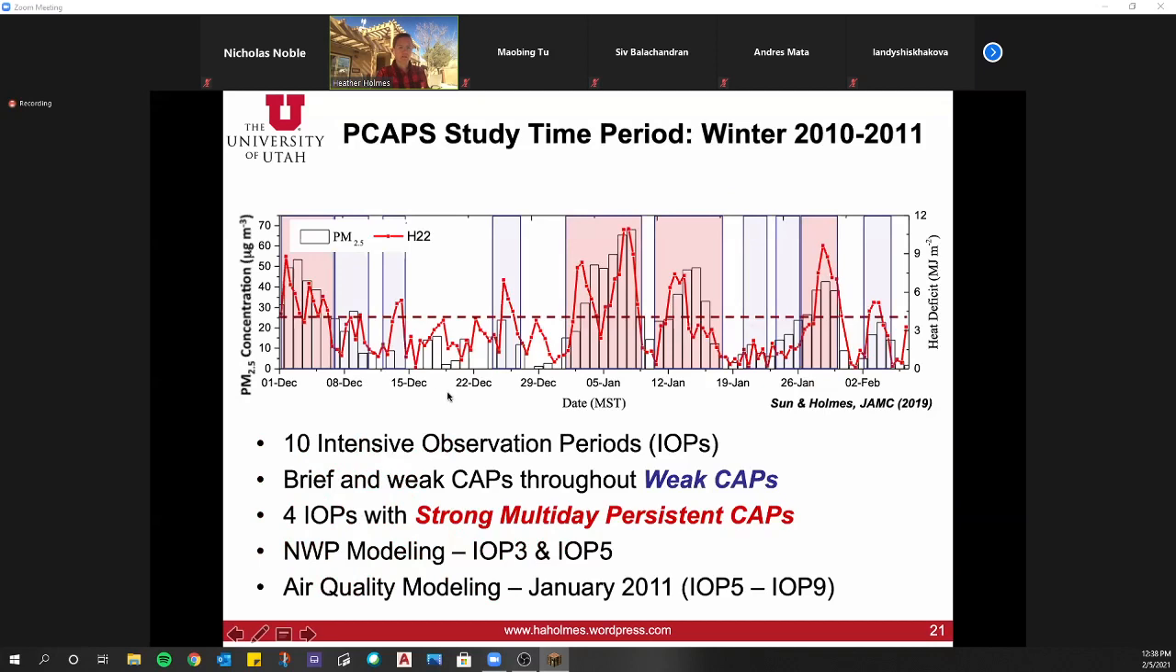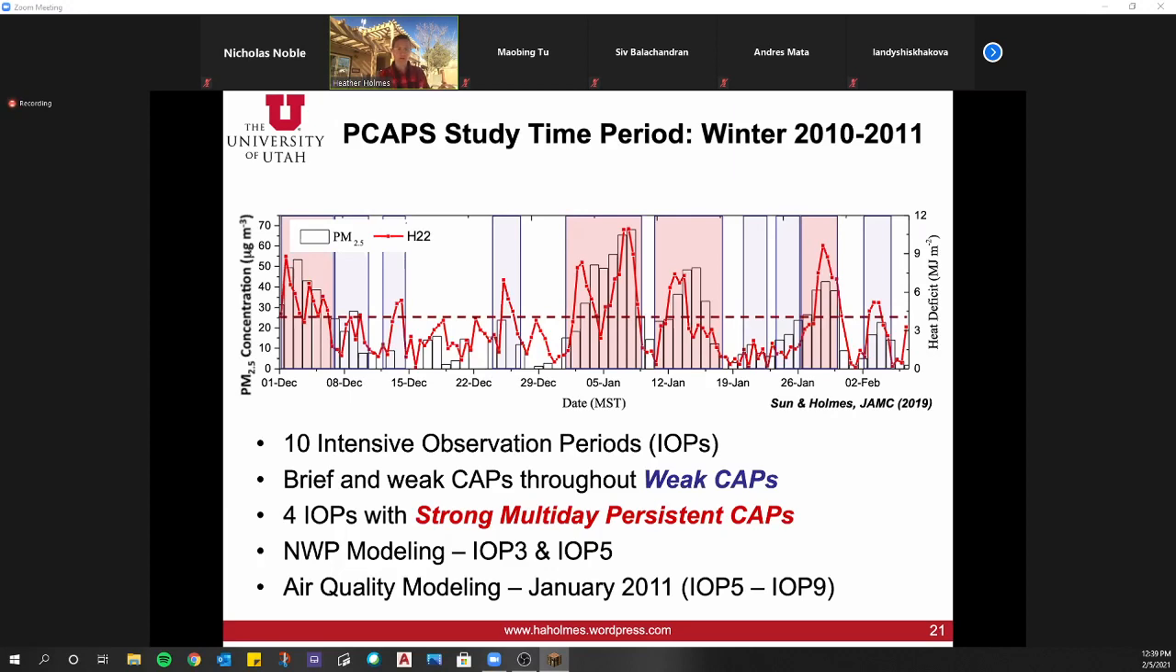Here's a time series of the PM 2.5 concentrations in the box plot. This is 24-hour PM 2.5 concentrations. And this H22 red line is a quantitative indicator of how stable the atmosphere is. So when that value is increasing, it's more stable. And essentially what you see is during this time period, when we have a stable atmosphere, we have higher PM 2.5 concentrations.